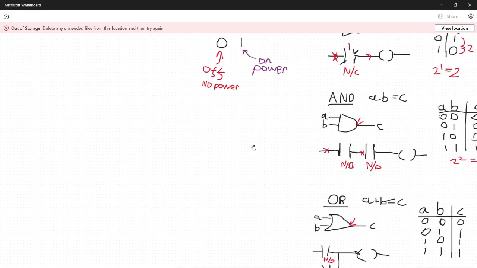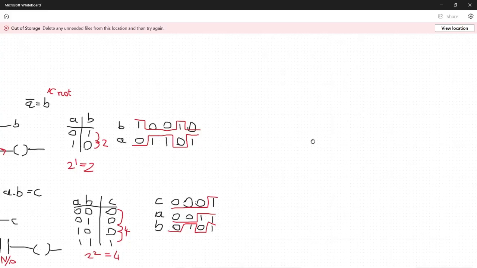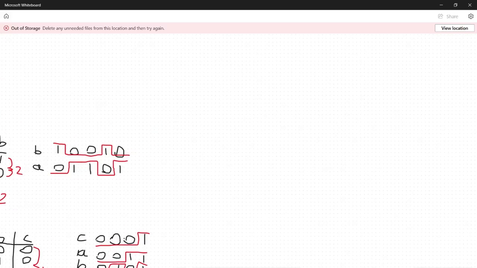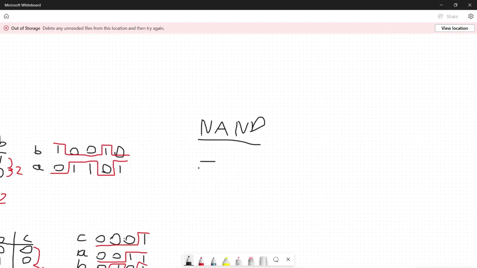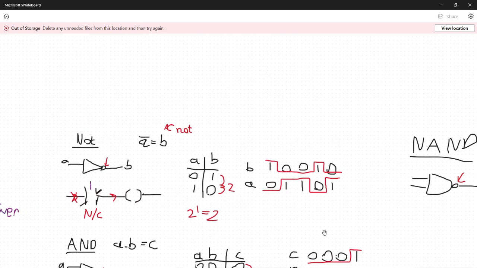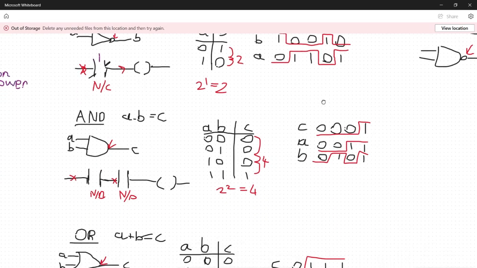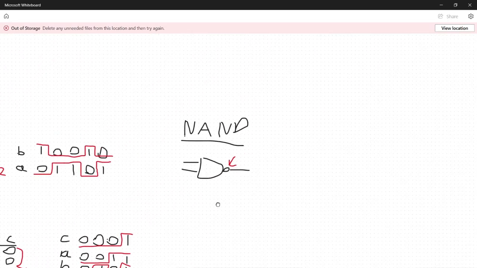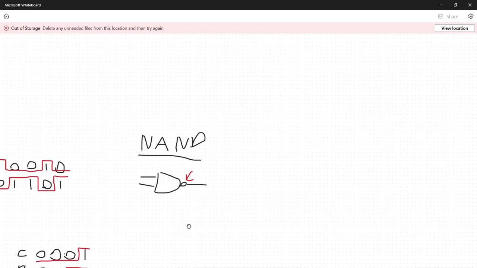Now, let's begin on another sort of type of gate, an inverted AND gate, which we like to call a NAND, or a not AND. It shares the same symbol as the AND gate, except instead of just being round like that, it also has this dot, which, as we've said with the NOT gate, is an inverter. Now, how do we represent this? How do we draw an electrical circuit for this?